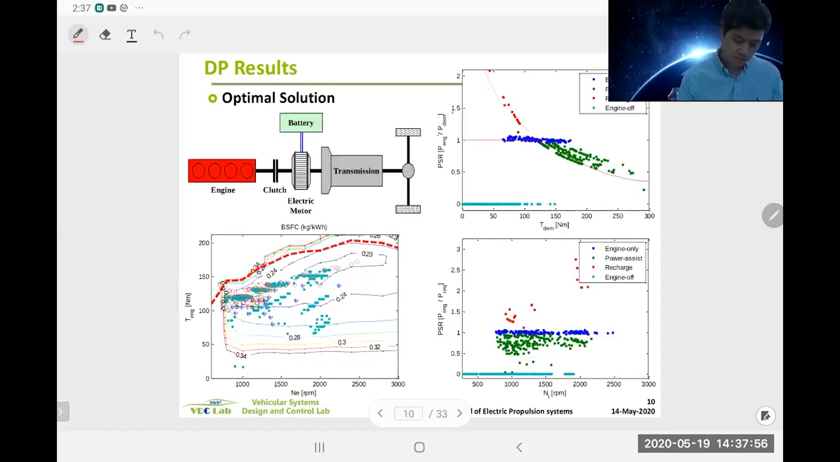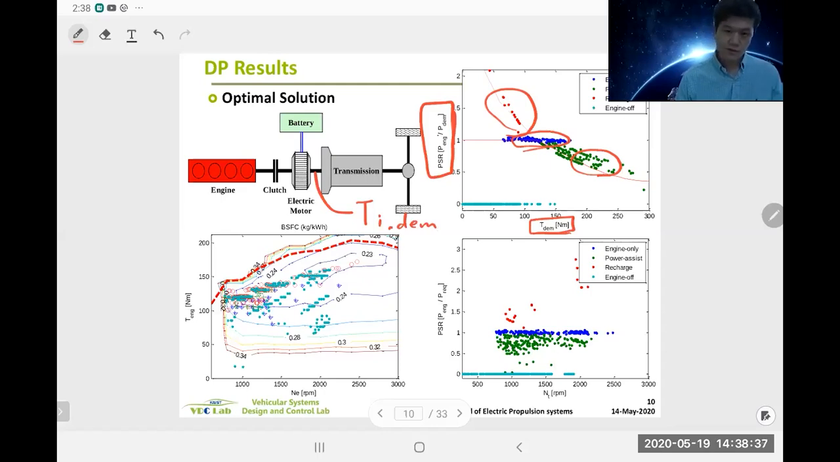And then we also looked at the power split ratio, which is engine power divided by total power. And we looked at the recharge mode, power assist mode, and then engine only mode. So when the torque demand, or transmission input total torque, is high, then it's a good way to assist using the motor. And if the torque demand is low, then it's efficient to recharge the extra torque and power from the engine.